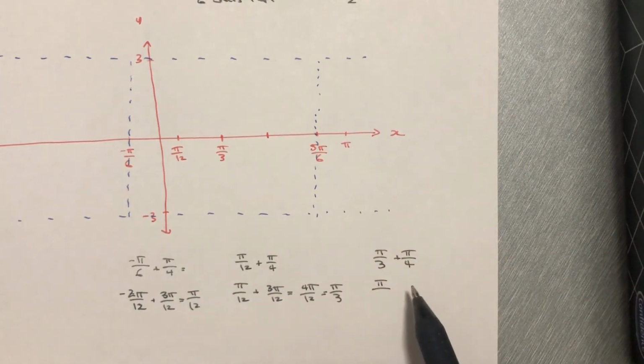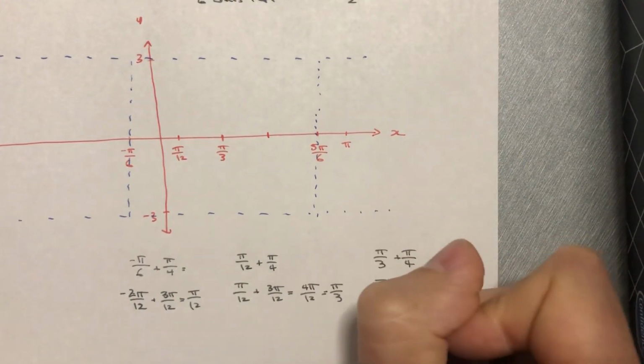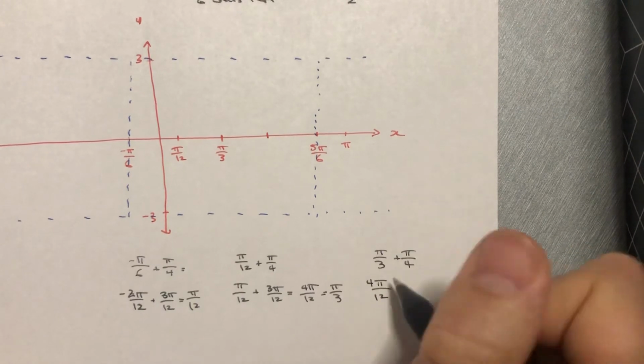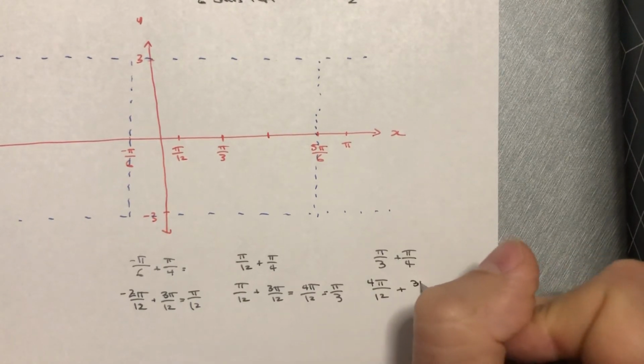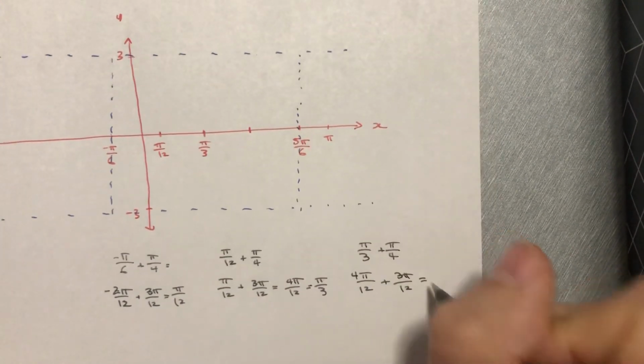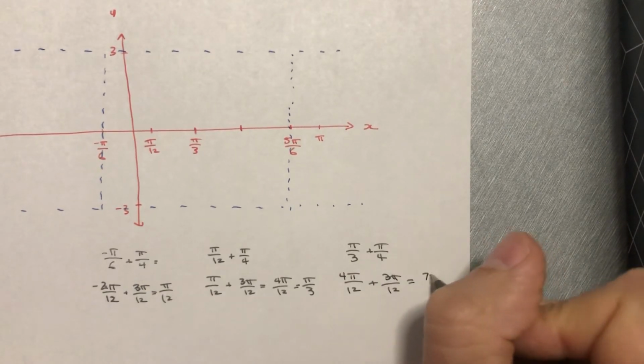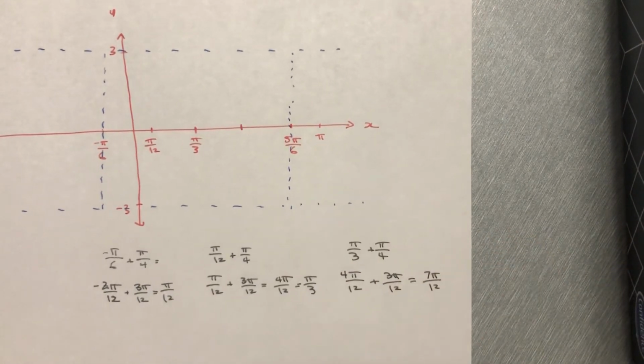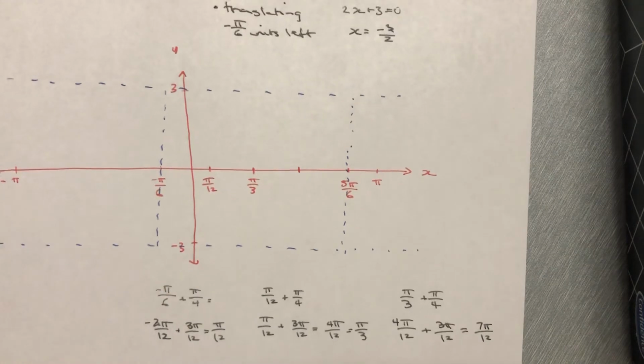What is the common denominator? 12. So you need to times that by 4. So 4 pi on 12 plus 3 pi on 12 gives us 7 pi on 12. We can put that one in as well.